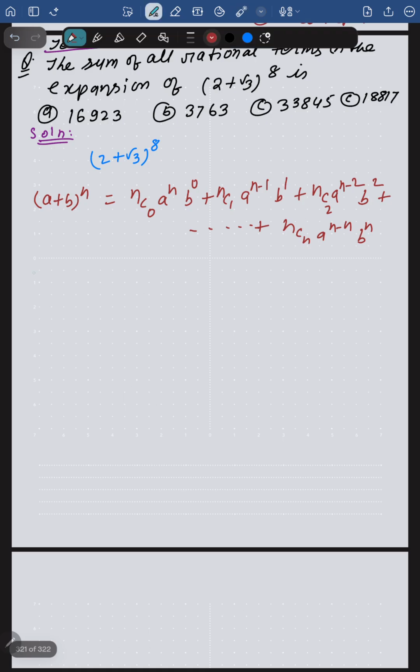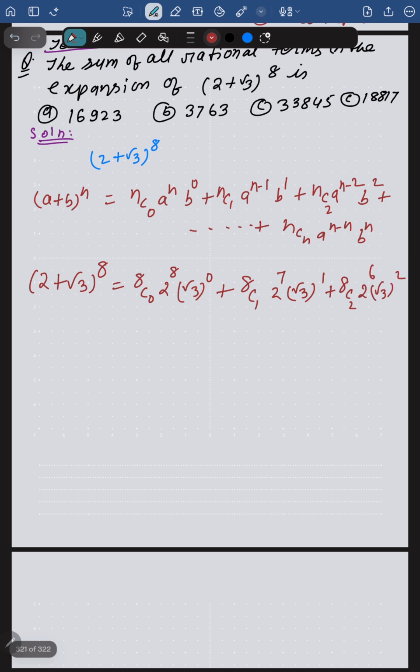Let us start. So our expansion (2 + √3)^8 will be 8C0 2^8 (√3)^0 + 8C1 2^7 (√3)^1 + 8C2 2^6 (√3)^2 + no need to write all the terms, but just to make it clear I am writing it, 2^5 (√3)^3 + ... + 8C8 2^0 (√3)^8, isn't it?